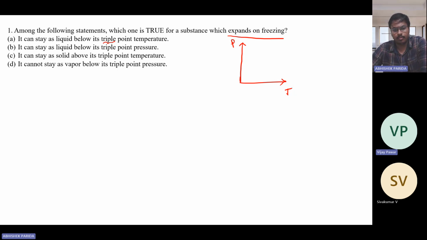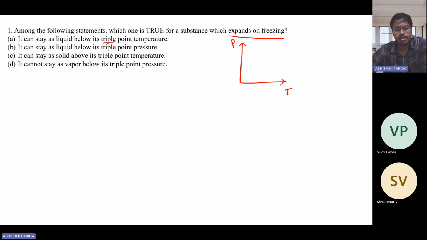This is the triple point diagram. Sorry? Triple point diagram. What is triple point you are asking? It is the state where all the three phases, solid, liquid, and gas, coexist. Okay.